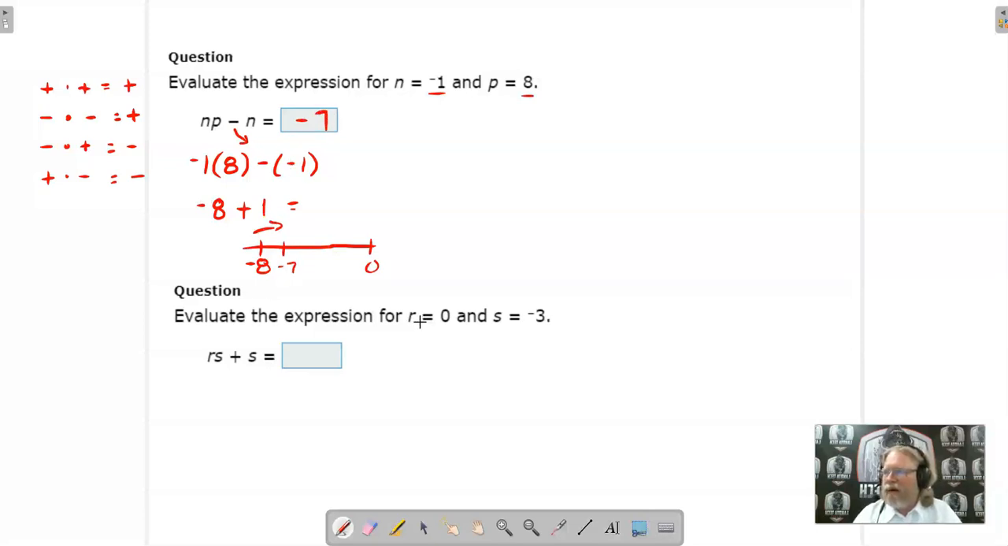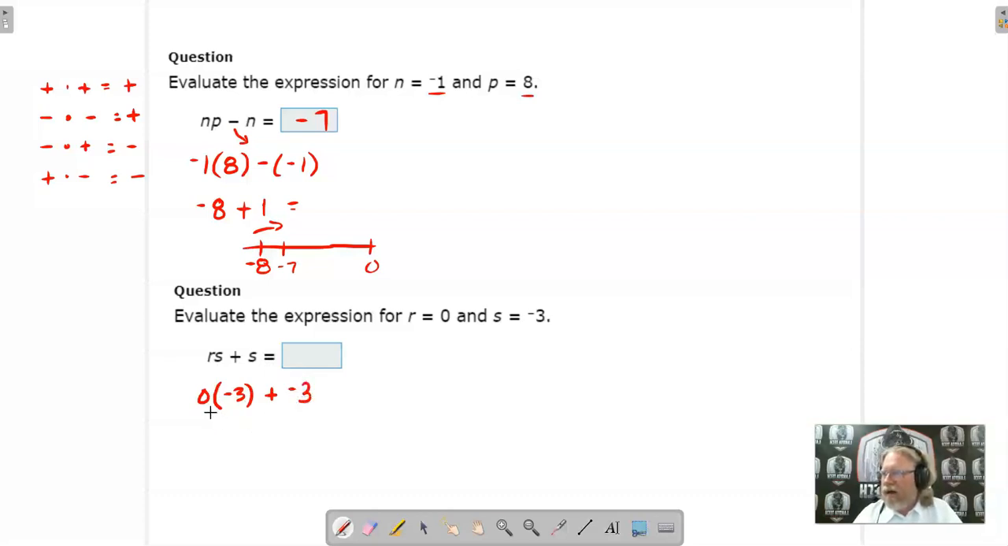Evaluate the expression for r equals 0 and s equals negative 3. So r is 0, going to multiply that times the negative 3, and I'm going to put this in parentheses to hold it. There's no sign right here between the 0 and the negative 3, so I know that is multiplication. Throw that 3 back in there. And then I'm going to add to it the value of s, which is negative 3.